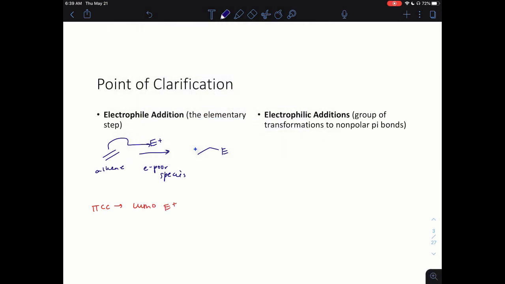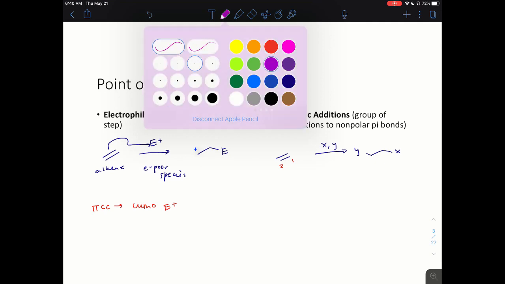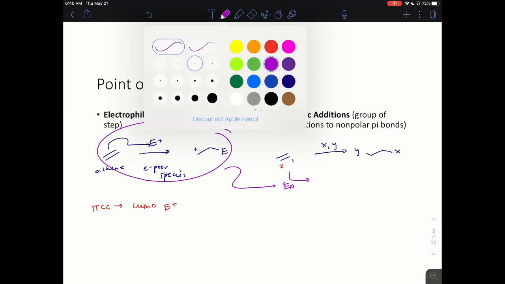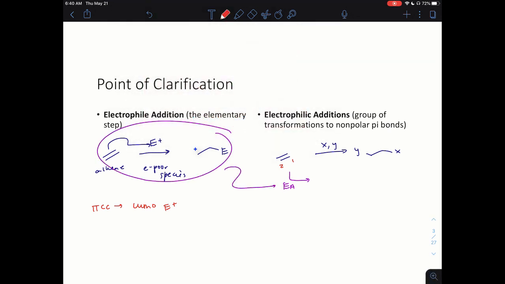Versus electrophilic additions, they're just a big group of reactions to alkenes. So where you've added two atoms, could be the same atom too, we'll see in a minute, but you've added to both carbons of the alkene. And of course, we learned that for one group of these reactions, the first elementary step was electrophile addition, like we learned here, right?